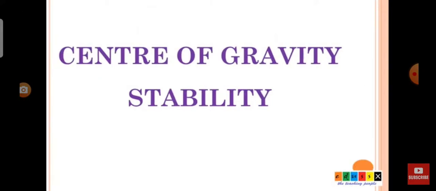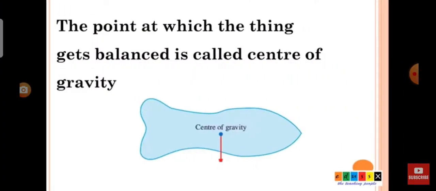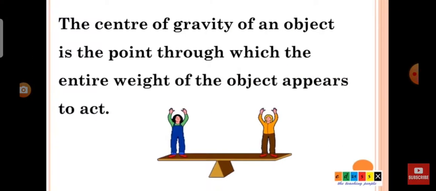Now we see about the center of gravity and stability. So here the first one is the center of gravity. The point at which the thing gets balanced is called the center of gravity. The center of gravity of an object is the point through which the entire weight of the object appears to act.